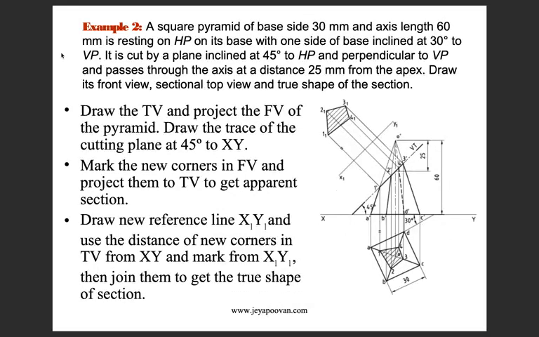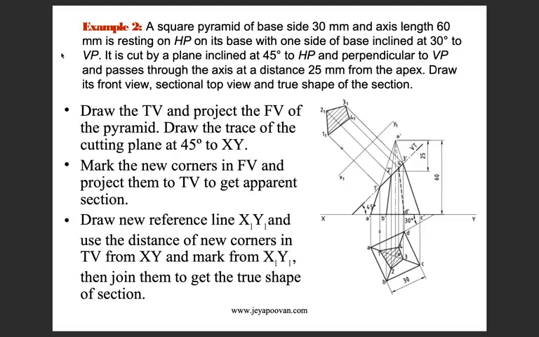Next problem. A square pyramid of base side 30 mm and axis length 60 mm is resting on HP on its base with one side of the base inclined at 30 degrees to VP. It is cut by a plane inclined at 45 degrees to HP and perpendicular to VP and passes through the axis at a distance of 25 mm from the apex. Draw its front view, sectional top view and the true shape of the section.